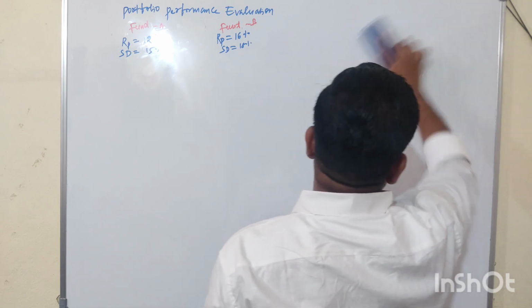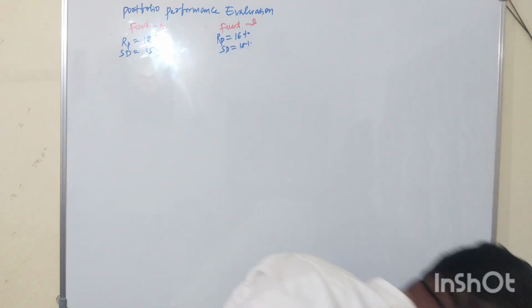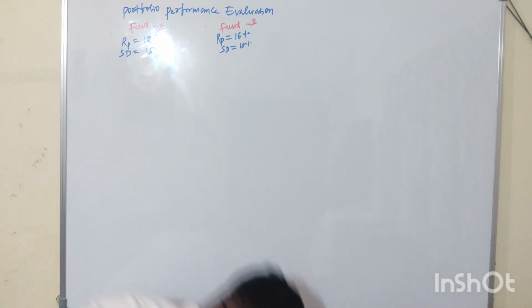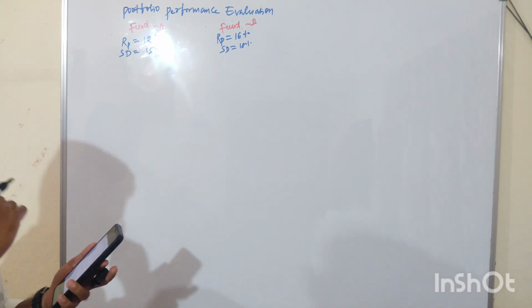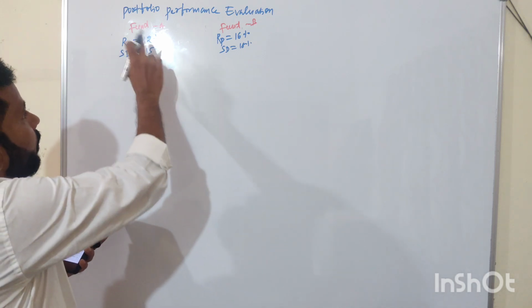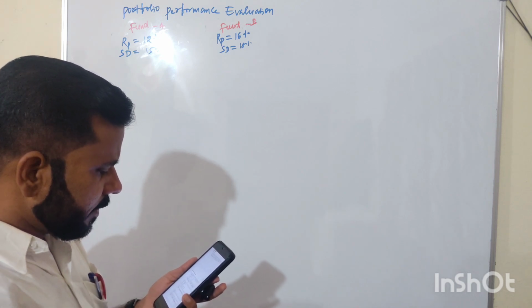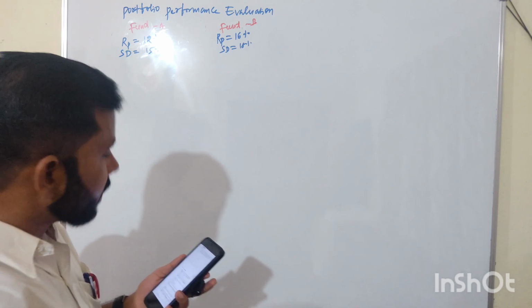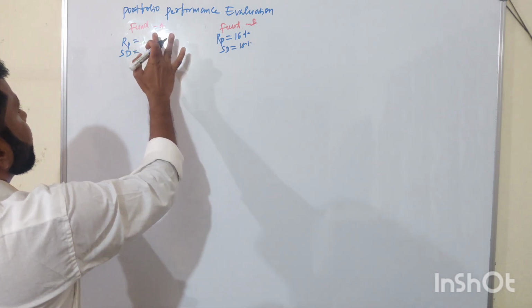So let's calculate this. What actually do we have to calculate from the given information? Let me analyze this problem. First let me take what the given information in the problem is. So RP of Fund A. What is the RP of Fund A? 17%. Let's take this 17%.